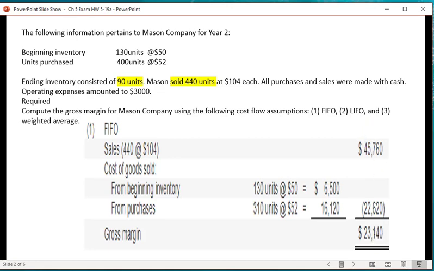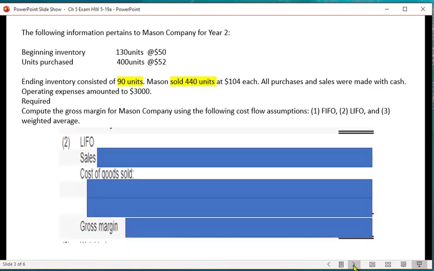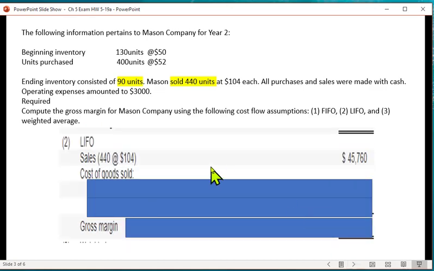LIFO says the last thing in is the first thing that goes out the door. So we have our sales, just like before, no difference there. 440 units at 104, $45,760. Now under LIFO, if we sold 440 units, that means, the last thing in is the first thing out, we sold all of these units, right? Because these are the last ones in. We sold all of these, plus we sold 40 of these. So here we go.